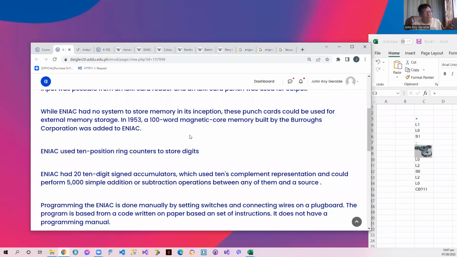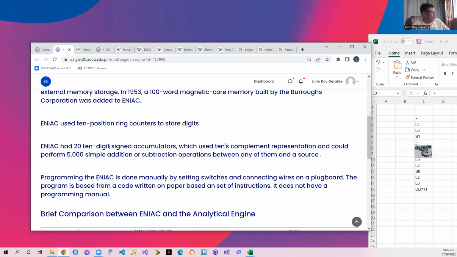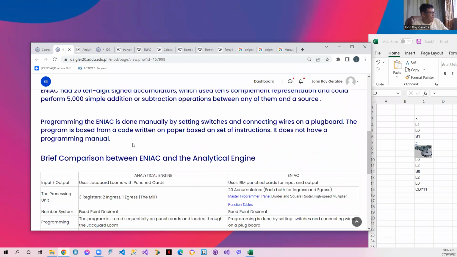A ring counter is relay-based. It's not gear-based. It's a relay-based device which can record 0 to 9. It had 20 ten-digit accumulators, which use tens complement representation, and could perform 5,000 additions and subtractions. Programming the ENIAC was done manually by setting switches and connecting wires on a plug board.